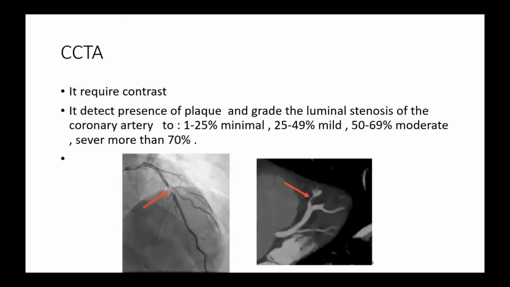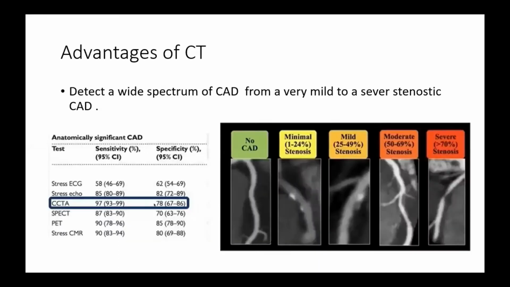Now the coronary angio requires a contrast. It detects the presence of plaque, and you grade the luminal stenosis of the coronary artery. They grade it from 1 to 24% as minimal, 25 to 49% as mild, 50 to 69% as moderate, and more than 70% as severe. The image on the right shows an LAD, where after the first diagonal you can see a stenotic lesion in the LAD, and this is proportional to, the mirror of, what you see in the invasive coronary angio. So it shows how sensitive and specific it is.